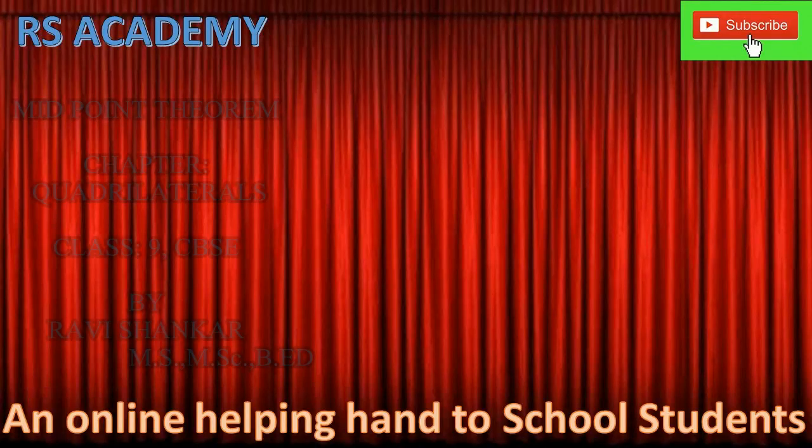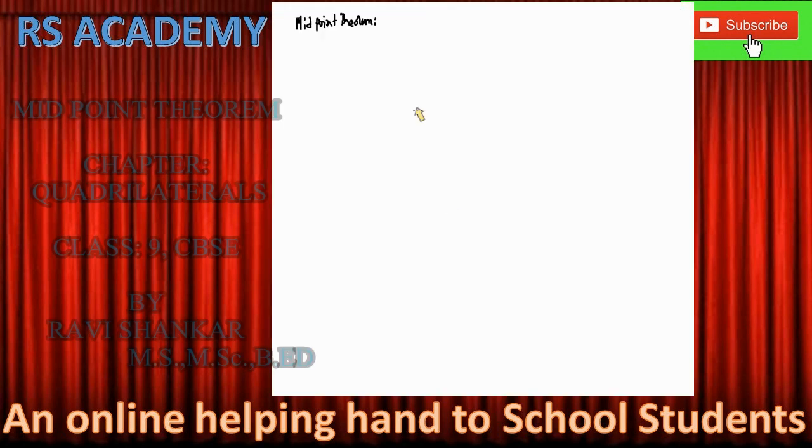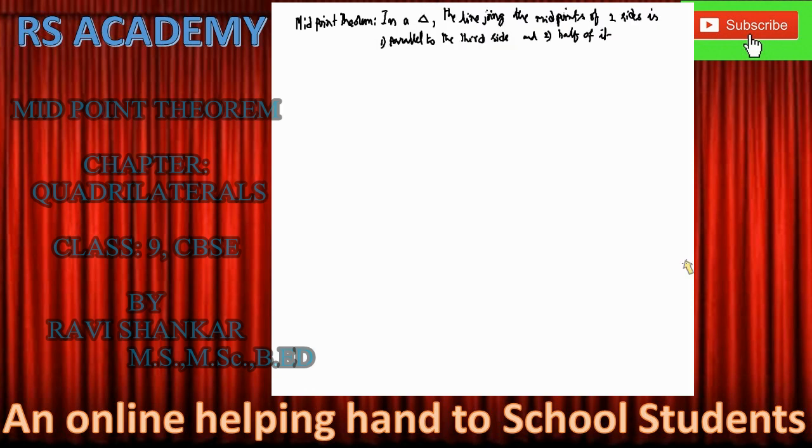Midpoint theorem, chapter Quadrilaterals, class 9 CBSE. The statement is as follows: in a triangle, the line joining the midpoints of two sides is parallel to the third side and also equal to half of it. So it has two parts to prove.